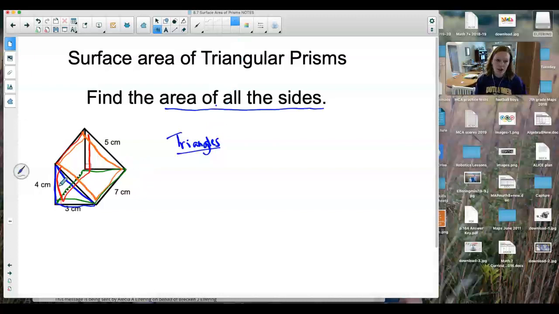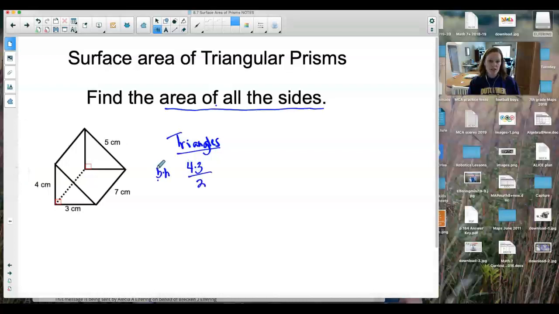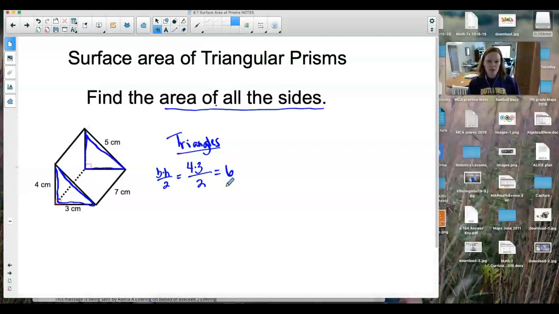So let's start with the triangles. I'm going to erase everything here. The area of the triangle is 4 times 3 divided by 2, because remember, triangles are base times height divided by 2, which is 6. Now keep in mind that that is only this end. We need both of them, so I want to take that 6 and multiply it by 2, since there are 2 of them, and we're at 12. Then we have 3 different rectangles. Let's call them rectangle 1, rectangle 2, and rectangle 3.